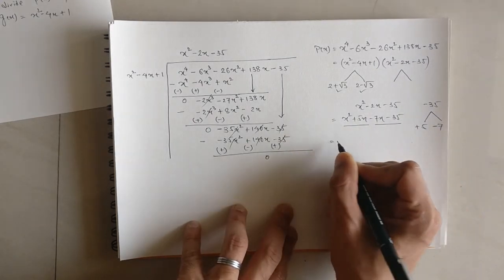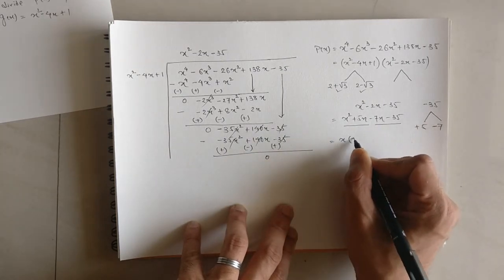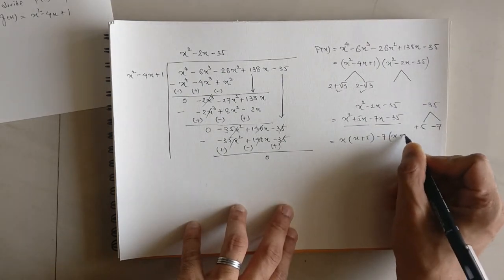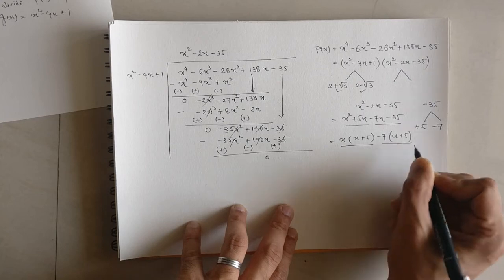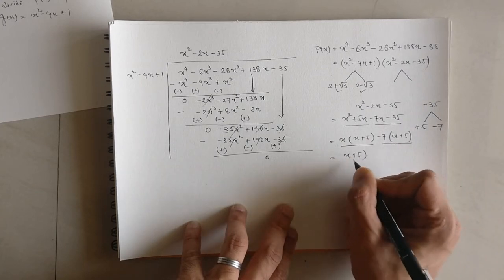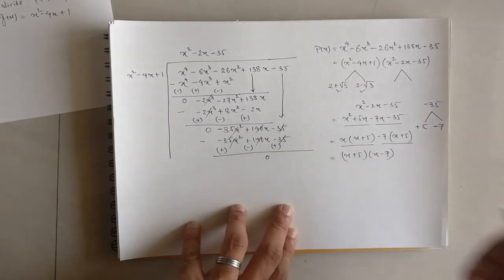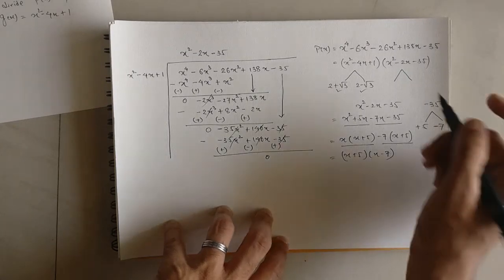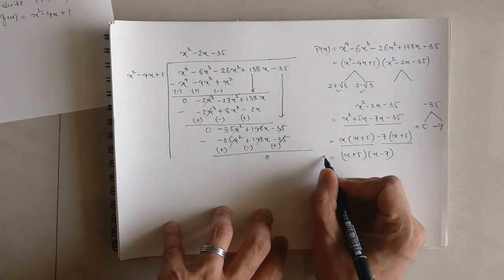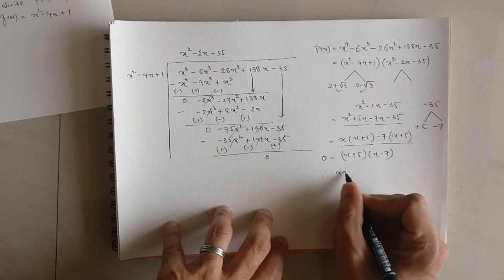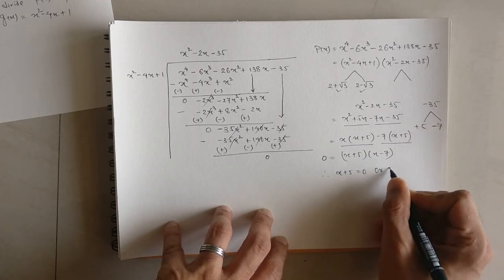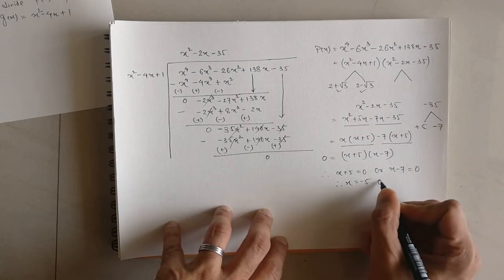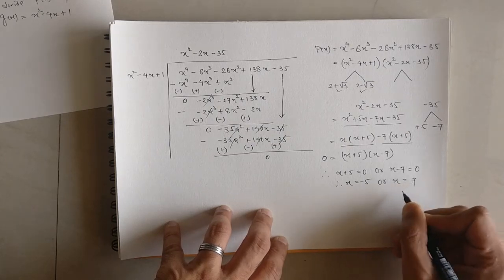Just draw underlines and take out common x. X plus 5, minus 7 comes out common, x plus 5. X plus 5 is common, and x minus 7. So these are the two factors of your quotient. Now you will equate these two factors with 0. Therefore x plus 5 is equal to 0 or x minus 7 is equal to 0. Therefore x is equal to minus 5 or x is equal to 7.